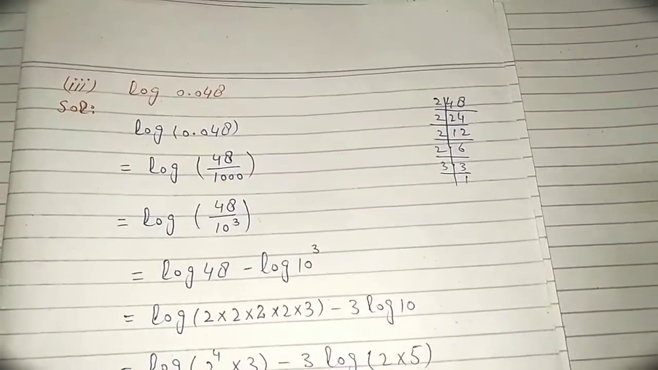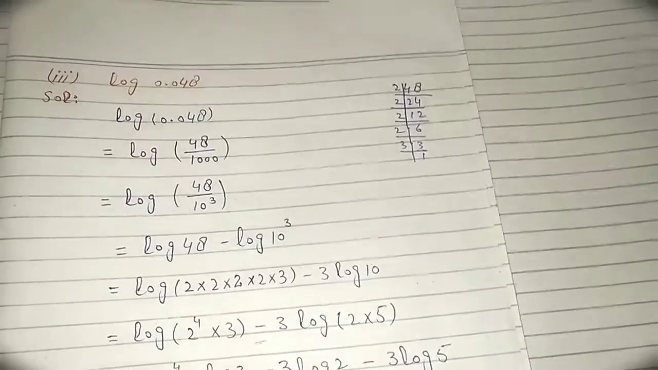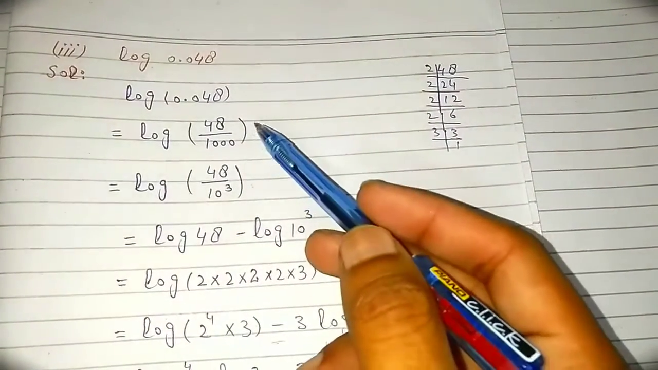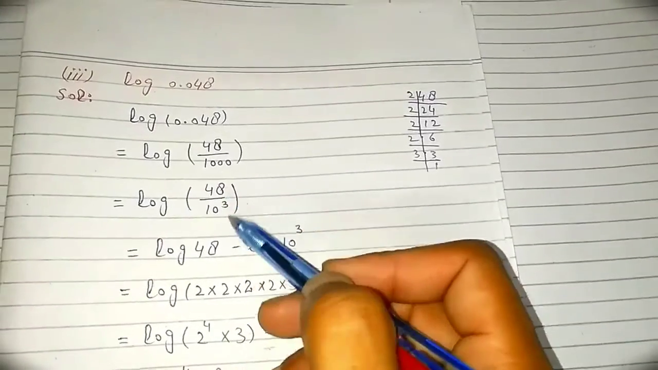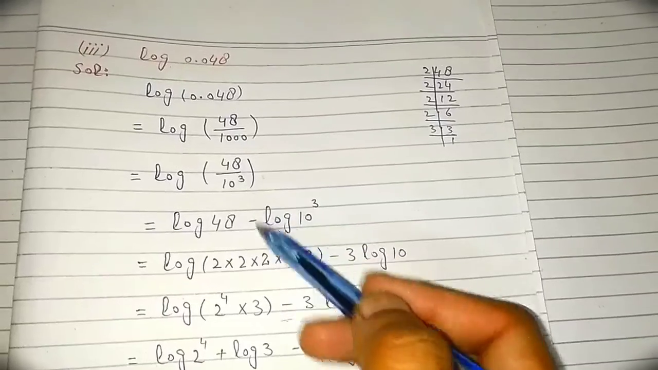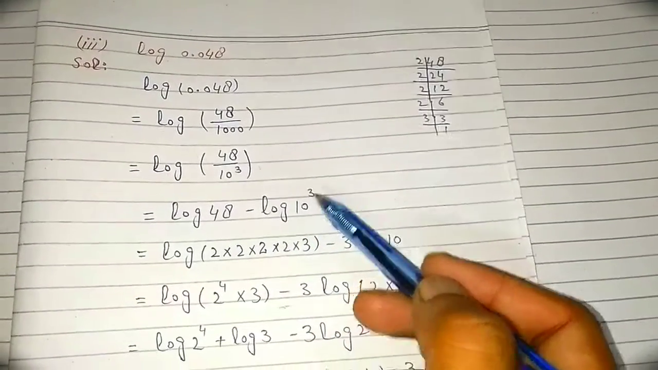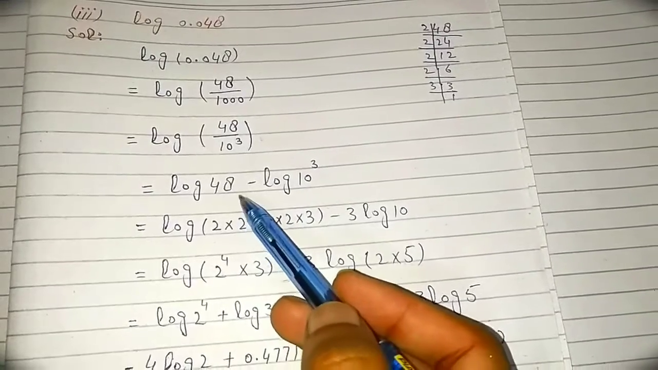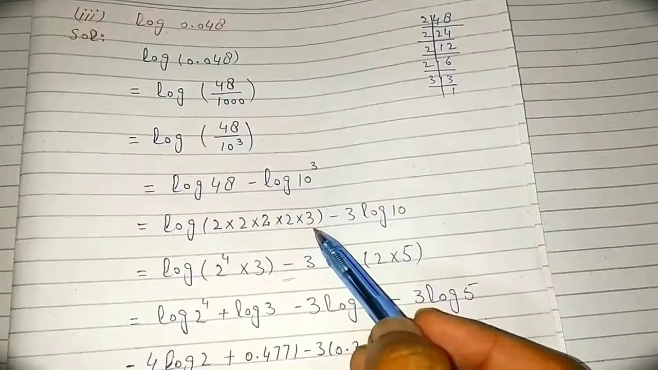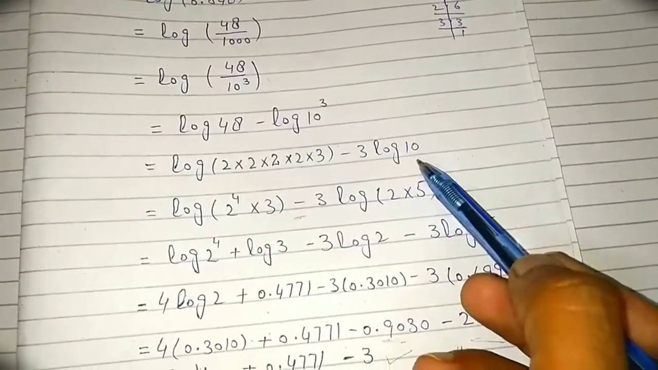Next, part number 3, which is log 0.048. Here we have to convert 0.048 into a fraction. So it can be written as 48 over 1000, as 1000 can be written as 10 to the power 3. Now these values are being divided, so they will be subtracted. Log 48 minus log 10 to the power 3. Here we have to make factors of 48, which are 2 multiplied by 2 multiplied by 2 multiplied by 2 multiplied by 3, and this 4 comes before the log, minus 3 log 10.